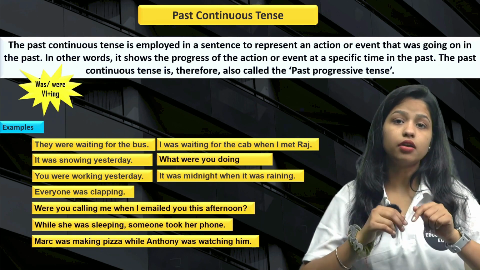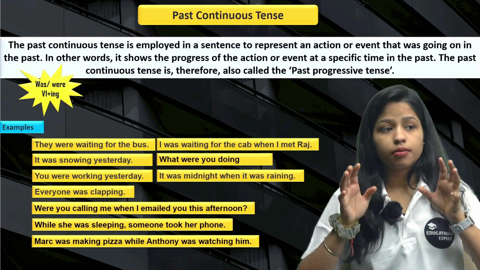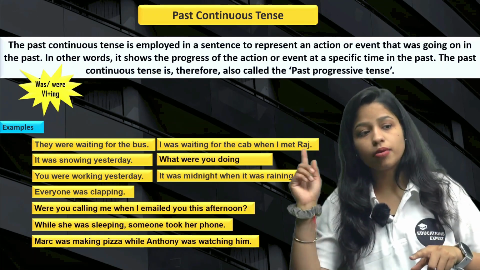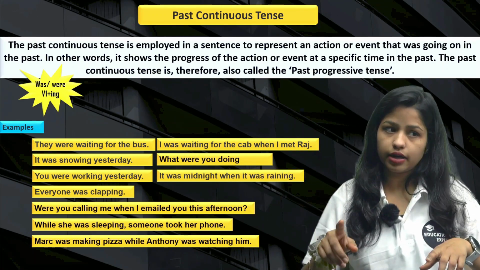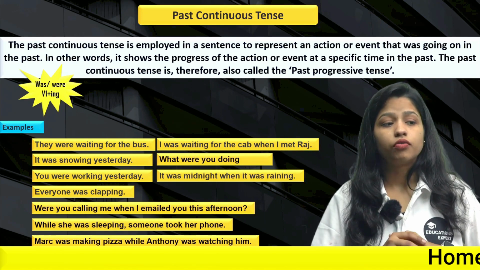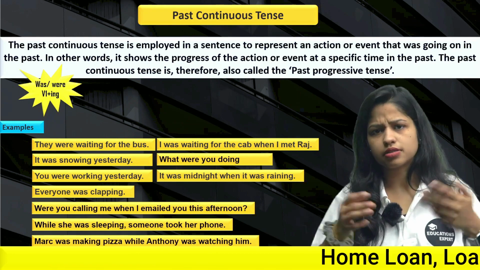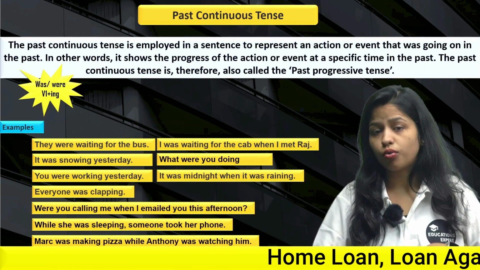I was waiting for the cab. मैं कैब का वेट कर रहा था. कब? जब राज मुझसे मिला था. Right? Next up we have: what are you doing? This is the most common sentence that we use on a daily basis. What were you doing? What are you doing?